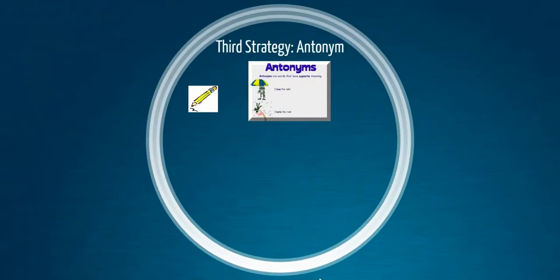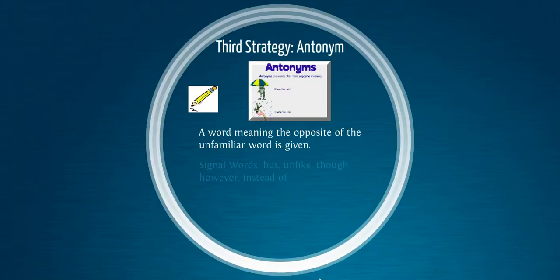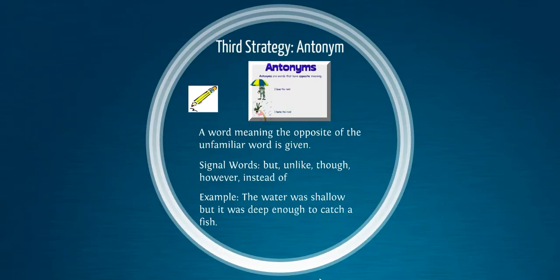All right, the third strategy is antonyms. This means that a definition of the opposite of the word is given somewhere in the sentence. These signal words may show up as but, unlike, though, however, or instead of, letting you know that it's going to give you an opposite, and that might help you out. So here: the water was shallow, but it was deep enough to catch a fish. So if you know what either shallow or deep mean, then you know that the other one is the opposite, and you're good to go. Pause and take notes on the third strategy.